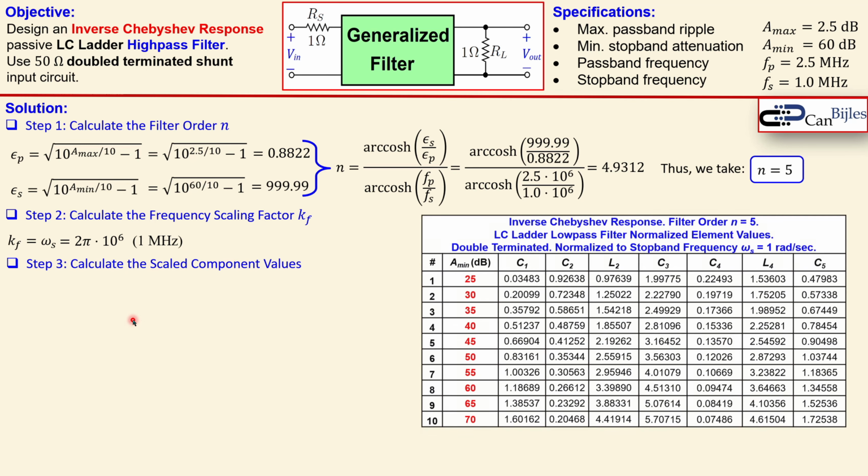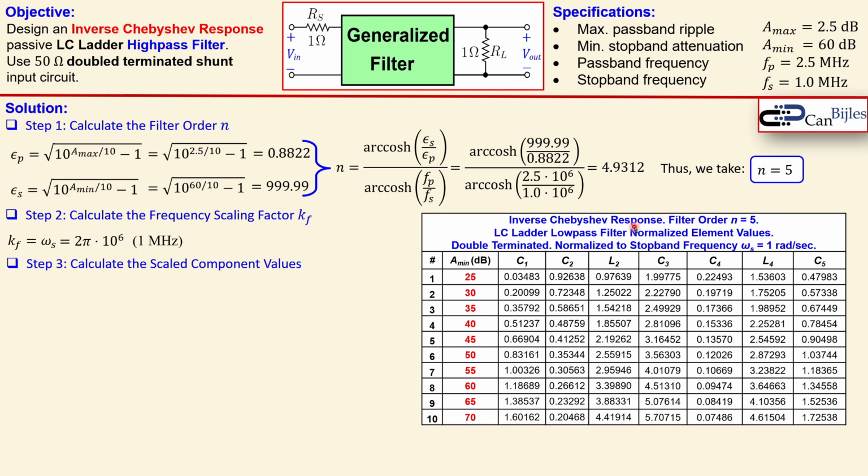Now this is a table for the inverse Chebyshev response for a filter order of 5, and it is for the LC ladder low-pass filter normalized element values, not for high-pass, but we will make the transformation from the low-pass circuit to the high-pass circuit. It's double terminated, and it is normalized for stopband frequency of 1 radian per second. Okay, so what do we see? We need 60 dB as our minimum stopband attenuation. So you look at this column, and you see this row here, which is at number 8, and that is what we need. And these are the parameters for C1, C2, L2, C3, etc. that we need to use for our final design.